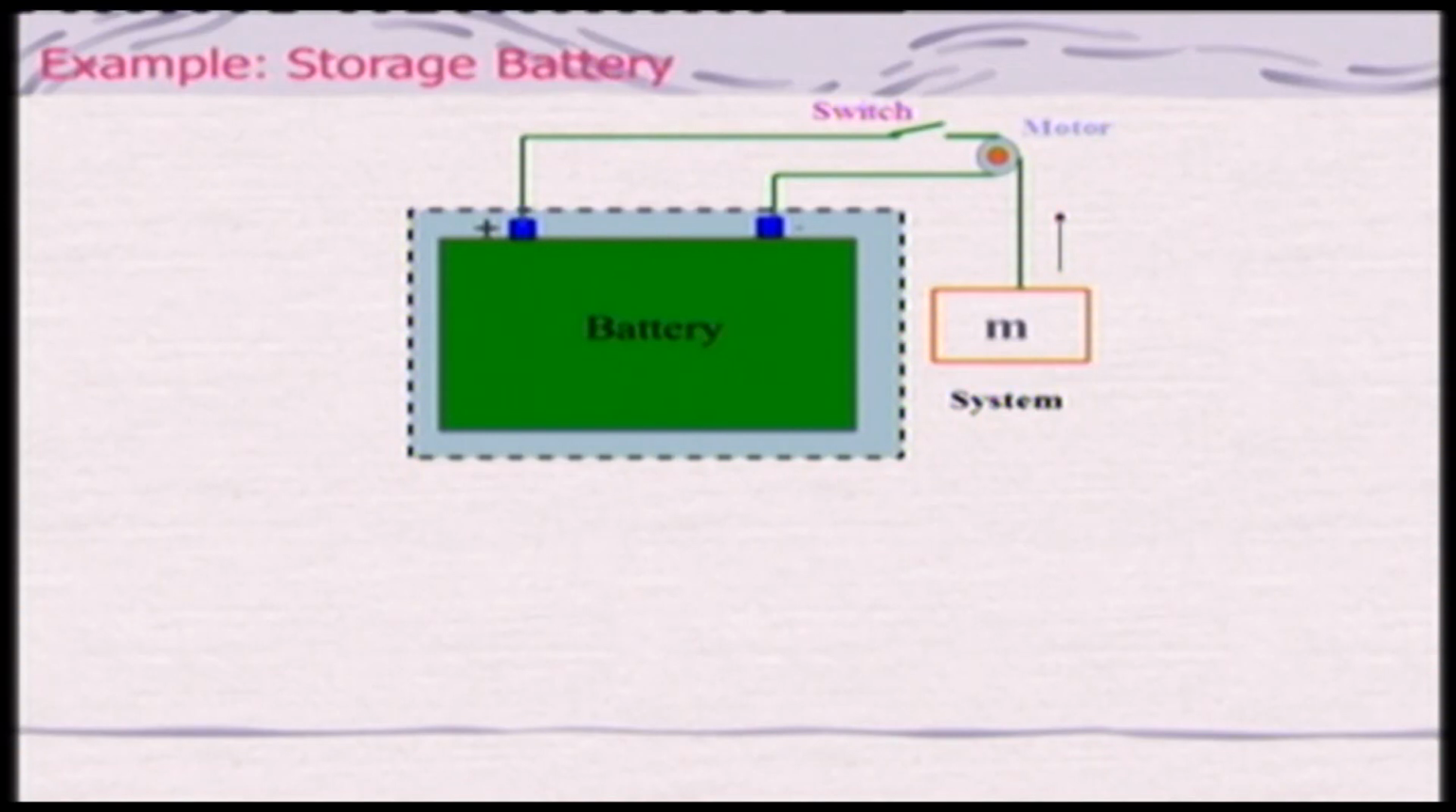Now, to illustrate this point further, we will take the storage battery example again. Instead of the resistance that was here earlier, we will imagine it is replaced by a motor, and the motor is connected with a mass which can be raised in the gravitational field. Then you can fit it into the definition of thermodynamic work very well. Although it is not a PDV work, it fits well in the definition of thermodynamic work.